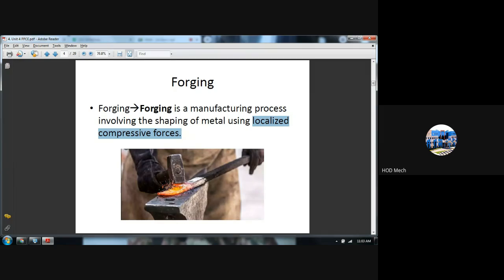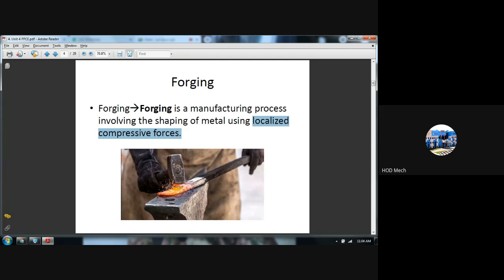So the force falls on the material and compresses the metal, and that's why we are saying that it is a localized compressive force. Why are we saying it is localized? Wherever the hammer touches, the impact happens only at that place. It will result in a sudden impact compressive force. Sudden, right? Therefore we are saying that it is a localized compressive force.